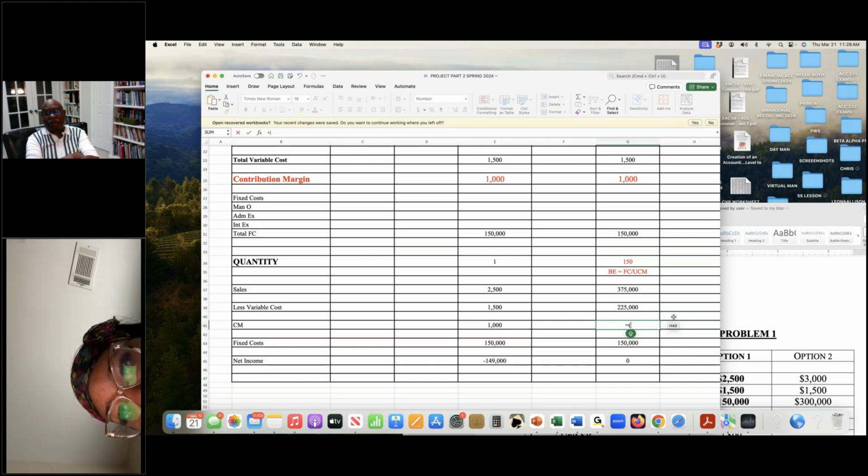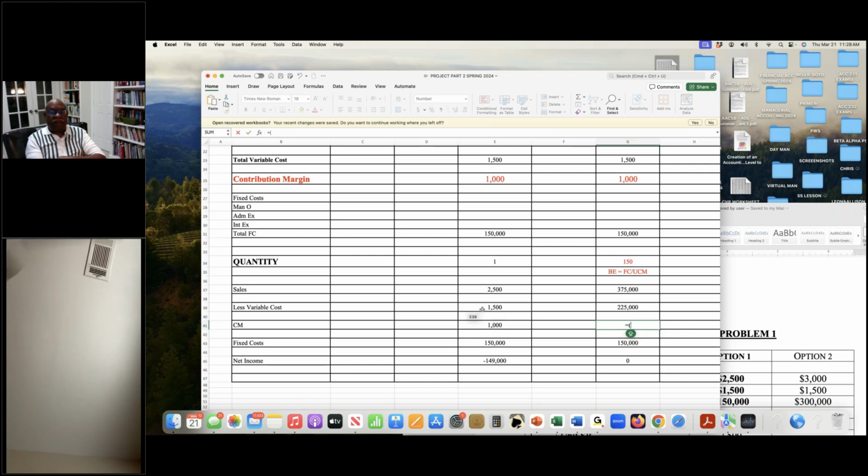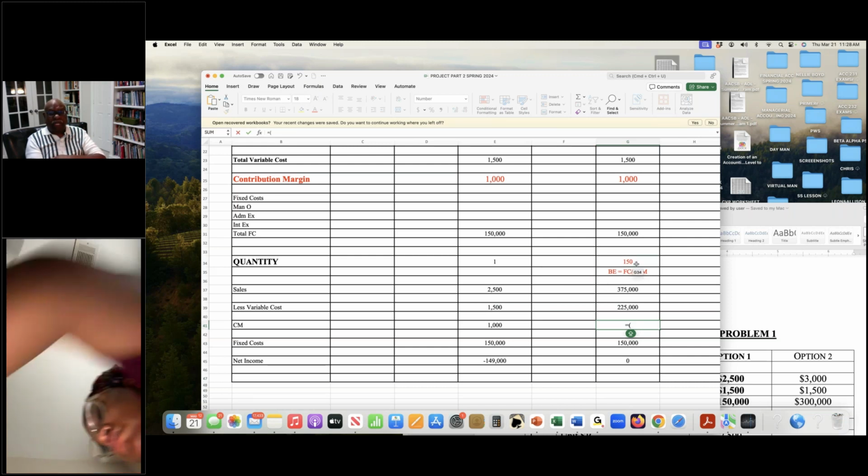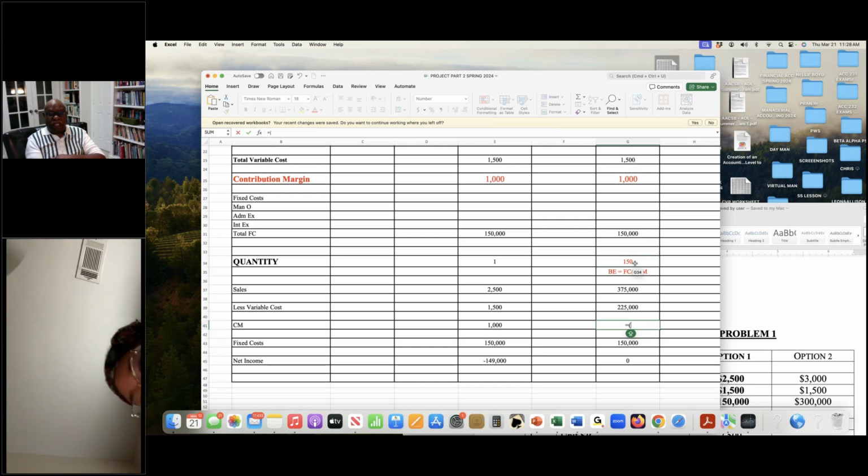Can you repeat that 225,000 again? How did you get that? We simply multiplied 150 times 1500. So we're saying 150 is going to cause us to break even. So we multiplied 150 times 2500. We got 375. Then we multiplied 150 times what? 1500, and we got 225.